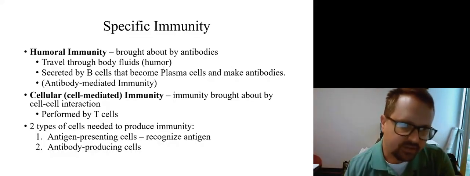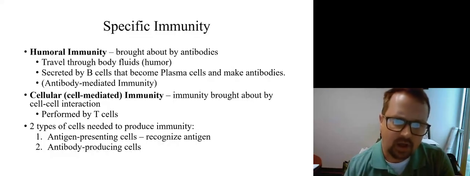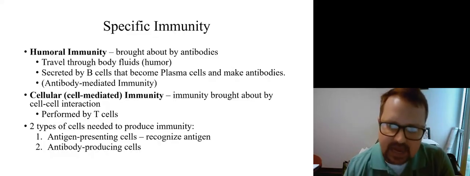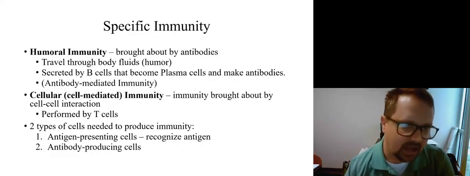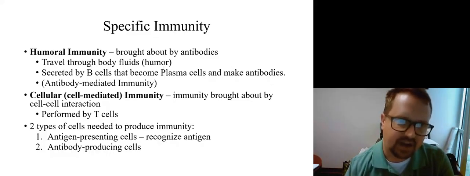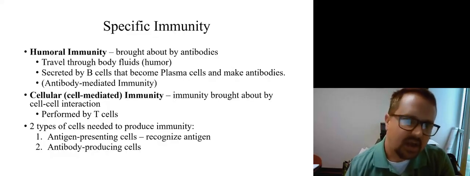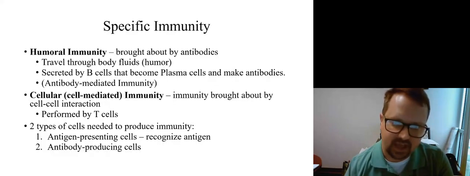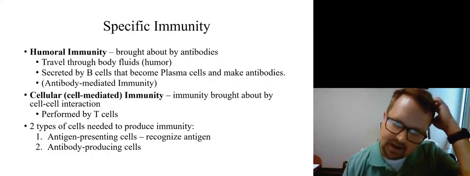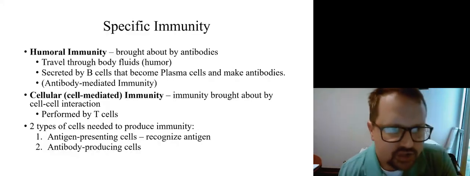Okay. This immunity, we have the Navy, that's our humoral immunity. That's brought about by antibodies. It travels through the body fluids by B cells. B cells are like the Navy of the military. They fight in body fluids or humor. We call that humoral immunity by antibodies. B cells that become plasma cells make antibodies. Antibody-mediated immunity, we call it.